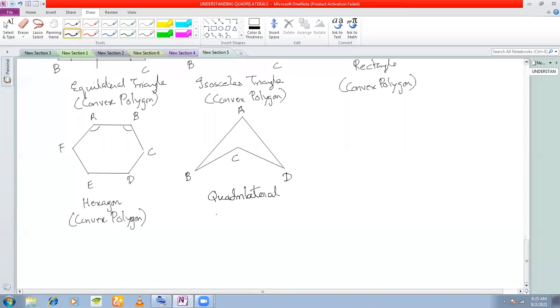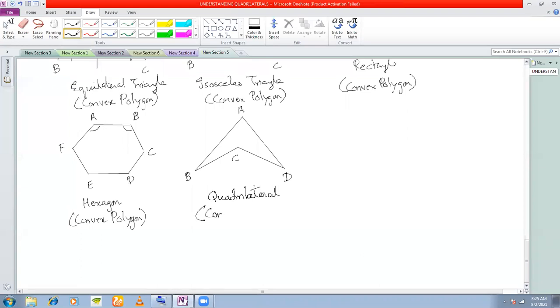If it has 3 sides it means triangle, 4 sides means quadrilateral, 5 sides means pentagon, 6 sides means hexagon, and so on, isn't it? You have done all this in class 7, right? Yes, sir. Okay. So quadrilateral, but can you say whether this is a convex or a concave polygon?